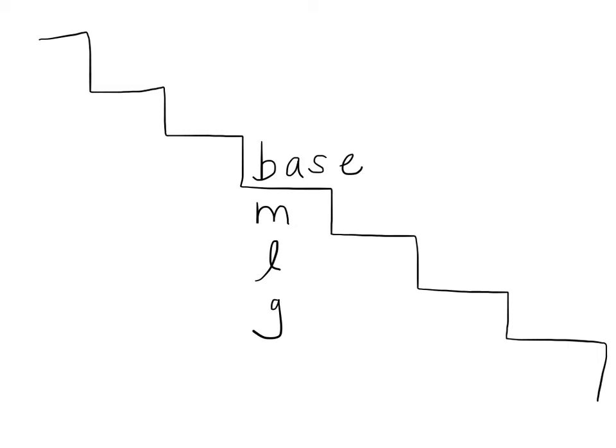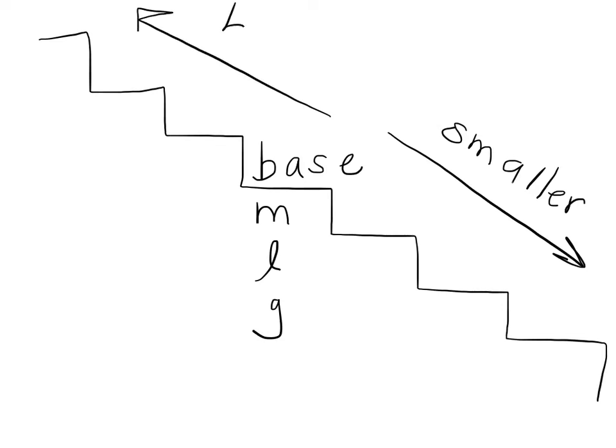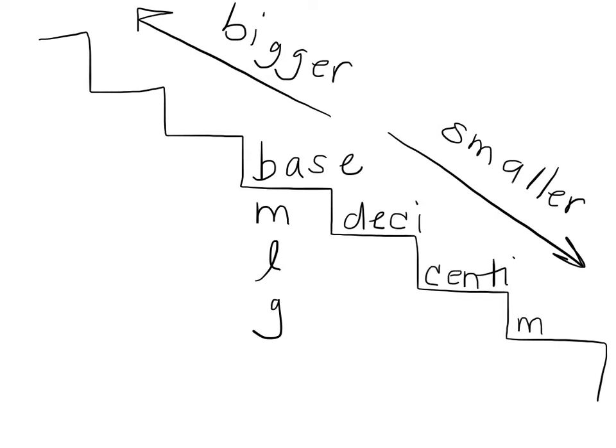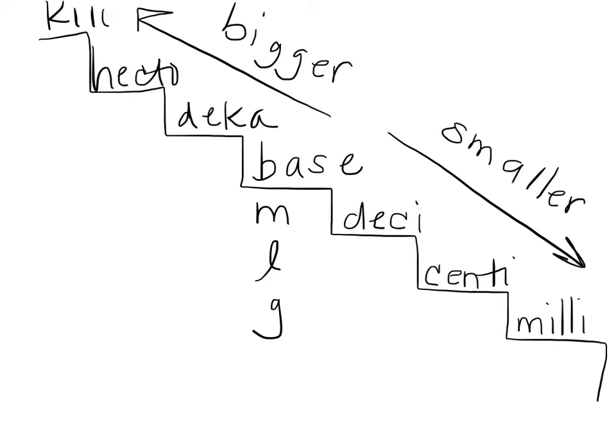Base, meter, liter, gram. Now as our numbers get smaller, we go down the stairs, which makes sense. As our numbers go smaller, we go down the stairs. As our numbers get bigger, we go up the stairs. So you can draw in these arrows. And then on each step, you're going to write deci, centi, milli, and then above base, you're going to write deca, hecto, kilo. Okay? So this is what you should have on your index card.